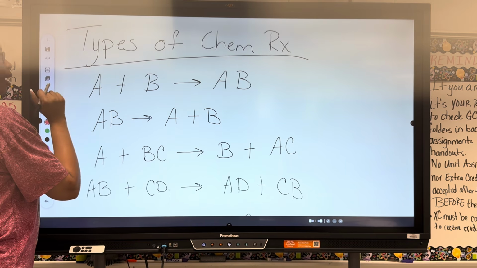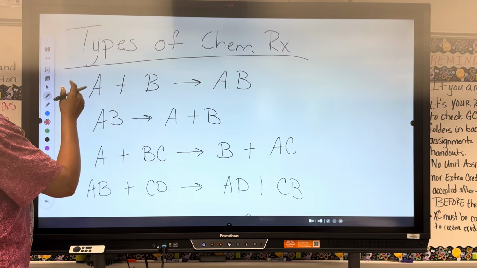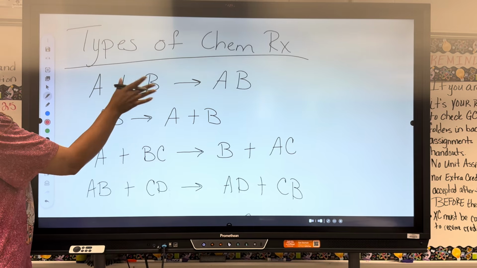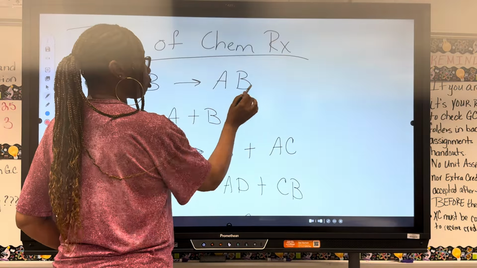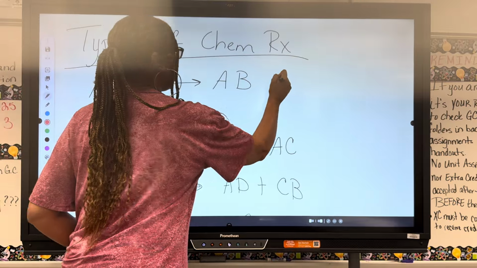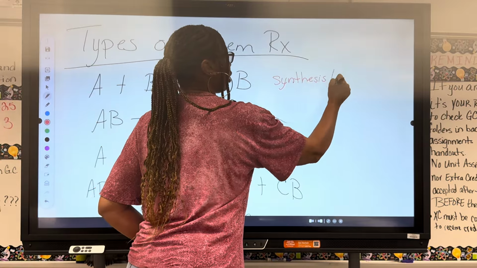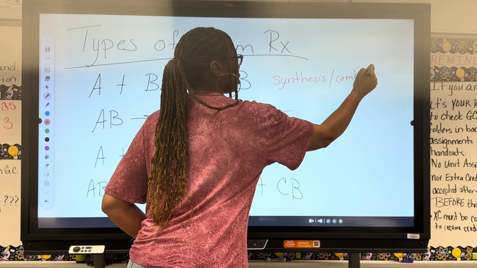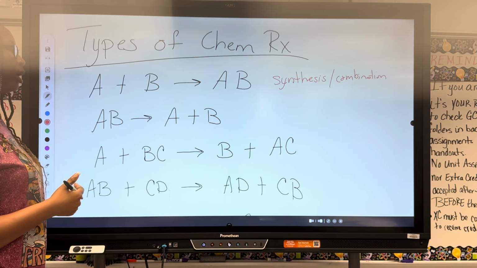So if you have an element plus an element, or a compound plus an element, but you have two different reactants, and they come together to make one product, so you have fewer products than reactants. This is called a synthesis or a combination. Okay, this is a synthesis or combination reaction.